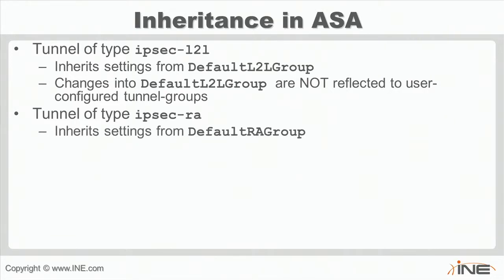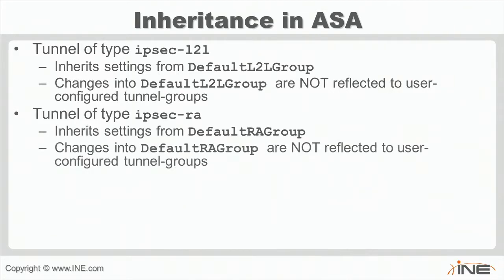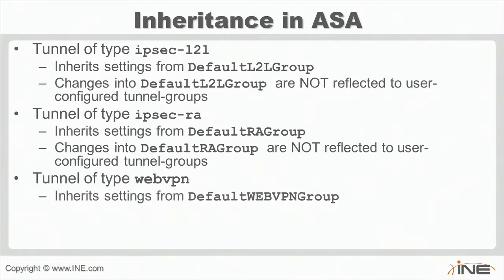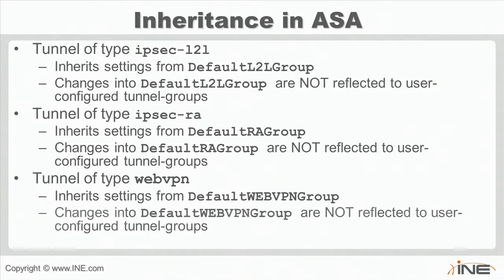So same with the remote access one. You could change the defaults in the default RA group, but it's not going to affect the user-defined groups. Same with SSL, which is of type web VPN. You can change the default web VPN group, but then if you have specific user-defined ones, it's not going to be reflected in those tunnel groups.